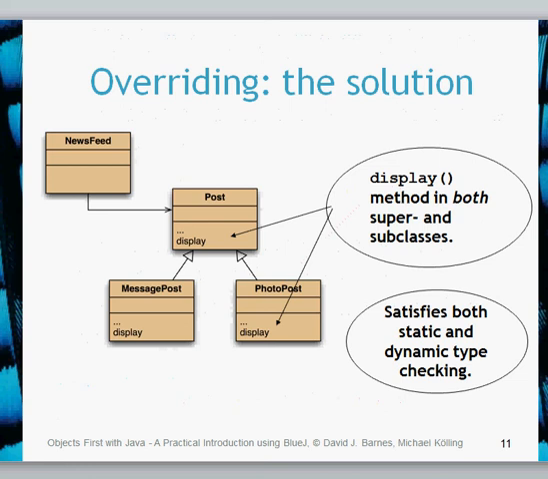So the solution to all of these problems is called overriding, and this is overriding methods. Now this is very similar to overriding constructors, which we've touched upon briefly in the previous videos. So what we're going to do is override the methods so that you have both a display method in the post class and display methods in the message post and photo post. This will therefore satisfy both the static and dynamic type checking. So at compile time it checks the static type, fine, that works, and then during the dynamic phase, when it becomes a photo post or a message post, then it has those display methods in there as well.